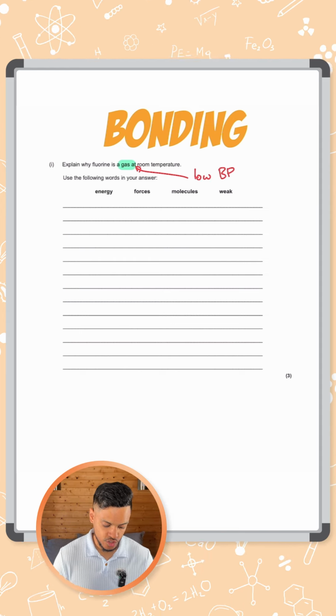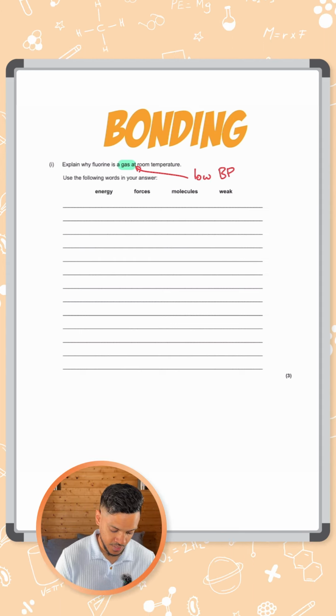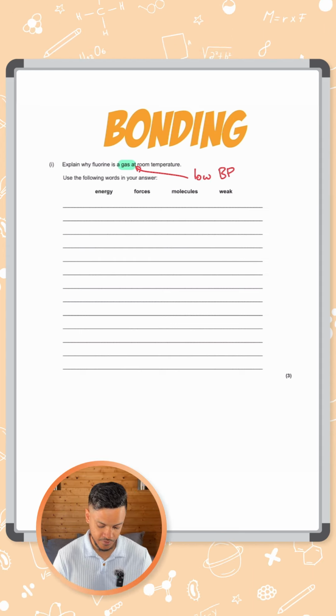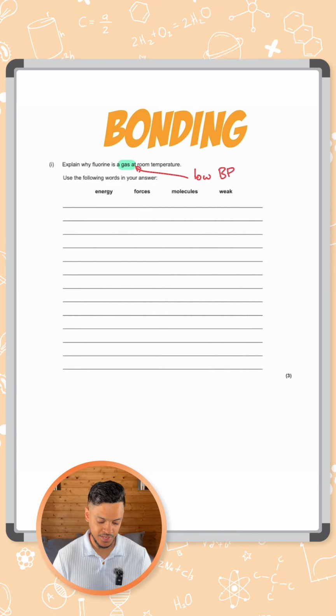So the question says, use the following words in your answer. That means we literally have to write this within the 3 points that we're going to write. And those words are energy, forces, molecules, and weak. So we need to understand what's happening here.